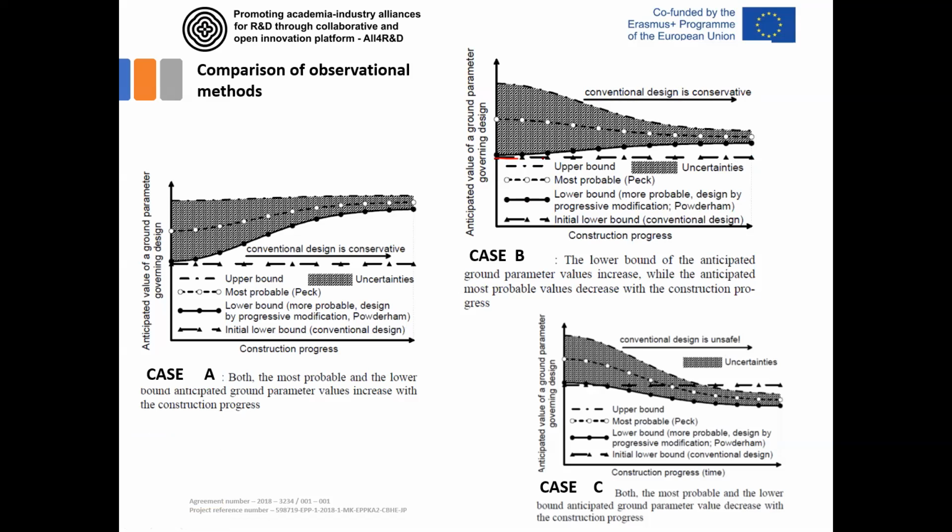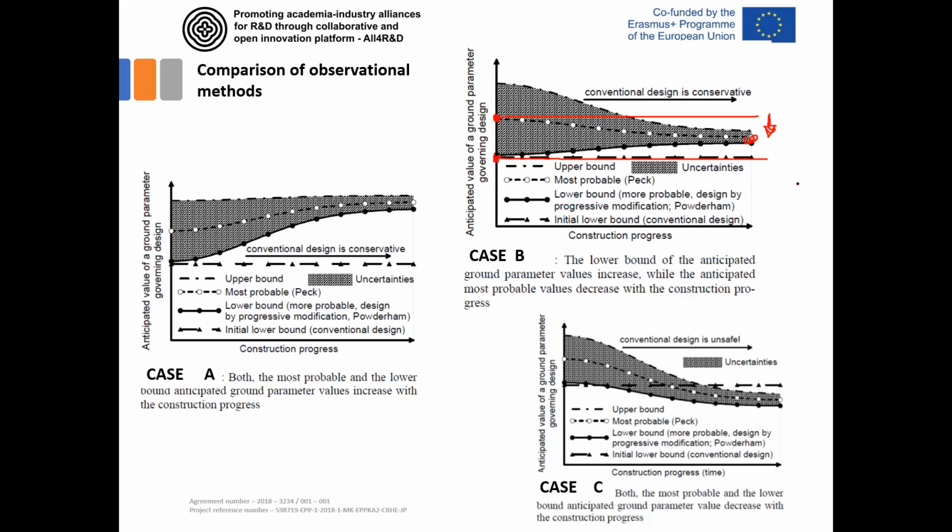This is traditional design. You start with the lower bound parameters. If you start with the lower value of possible parameters, then yes. But if you use this in the traditional design, then you will have this line here, but the real condition will be here. That means you will have the failure of the construction if you have the reduction of the parameters in comparison to this.